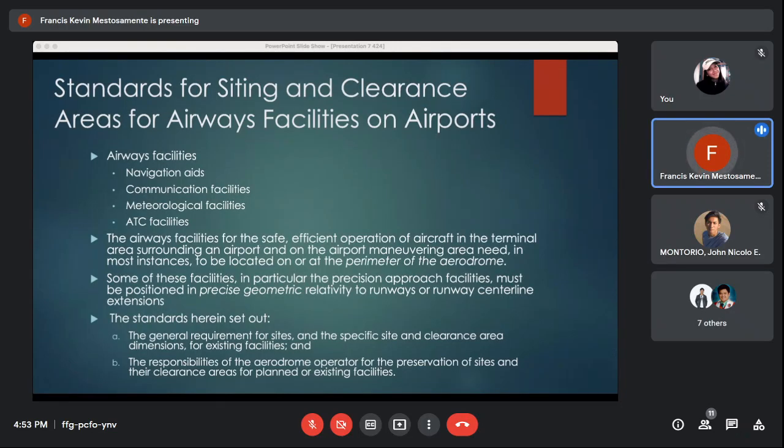Slide 21. So we got standards for siting and clearance areas for airways facilities on airports. So ano nga ba yung airways facilities? So yung airways facilities, ito yung mga facilities that permits the safe navigation of our aircraft and its operation within the airspace and the airport.